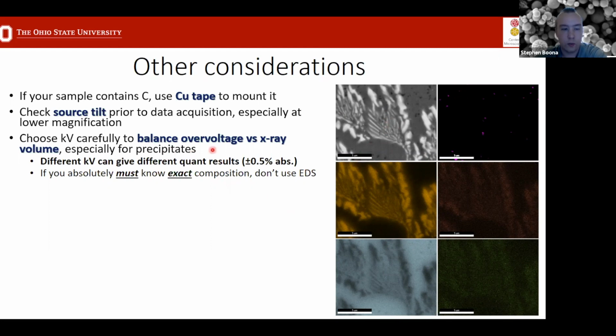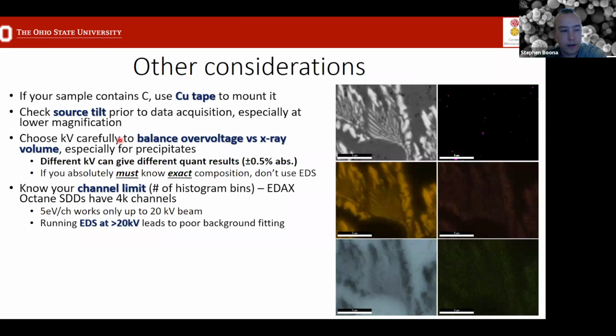Adjusting your overvoltage will have systematic consequences for your quantification results. Brian Welk was kind enough to share with me some of the data that he's been collecting where you get slightly different results. It's not necessarily a huge difference, but it can be on the order of 0.5% absolute value from quantification, even of a homogeneous material. So if you have to know the exact composition to a high level of accuracy and precision, then this is probably not the right technique. If you are in that position, let me know, and I can recommend some different methods depending on the types of materials you're working with.